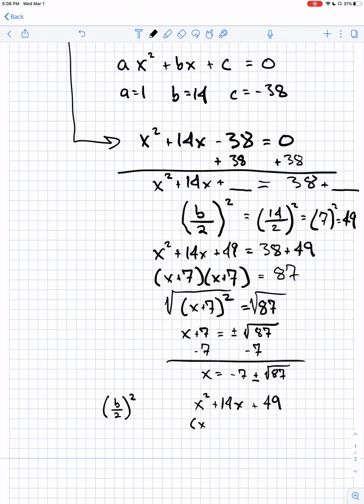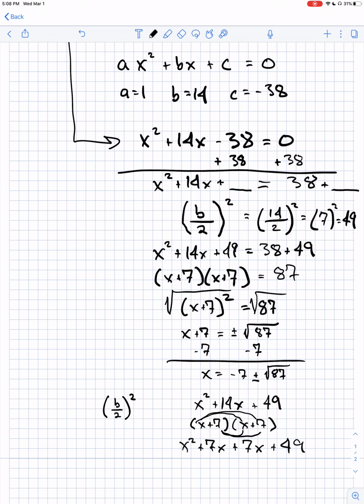So here, let me just factor this. We already know that's 7. And you recall factoring is like foiling backwards. So let's look at the FOIL part. What if I expand this back out? How do we do that? We do x times x is x squared. X times 7 is plus 7x. X times 7 is plus 7x. And then 7 times 7 is 49. So do you see that process there?